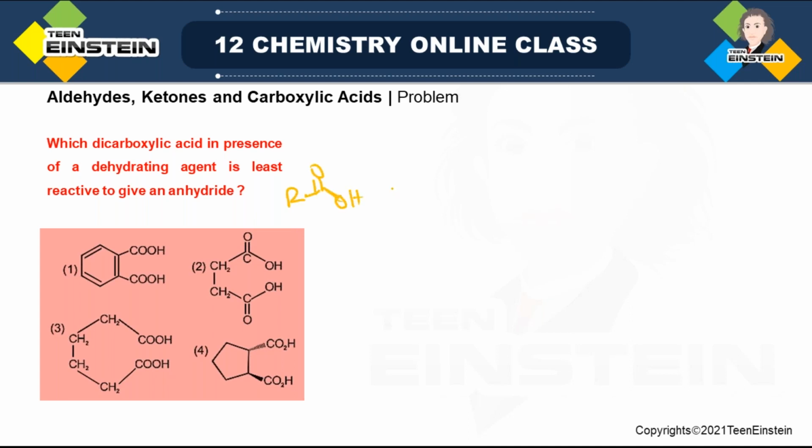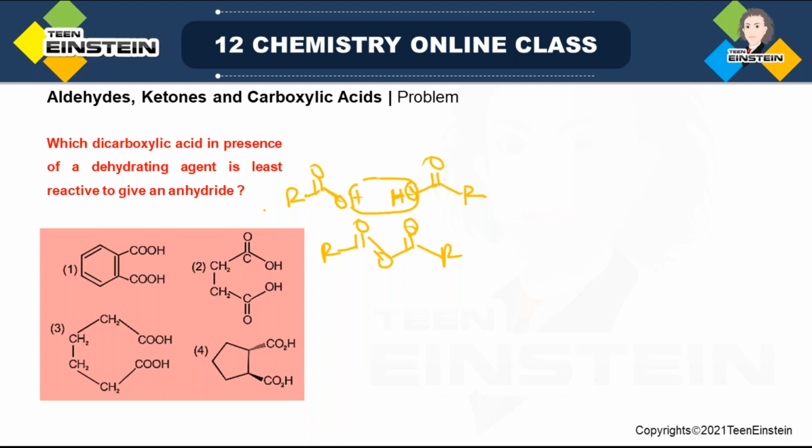RCOOH. Another acid I am writing in reverse orientation. When you use a dehydrating agent, H of one acid and H of the other are removed. So there is formation of RCOO, then again CO and R. In this case I am showing the reaction taking two individual carboxylic acids, but it may be part of the same molecule. If you look at the options, the two CO2H groups are part of the same molecule.